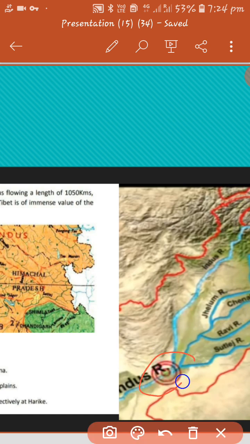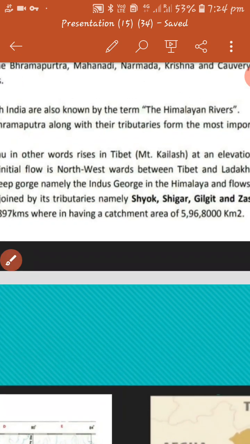This one is Mathankot. Now let us discuss the river Indus.